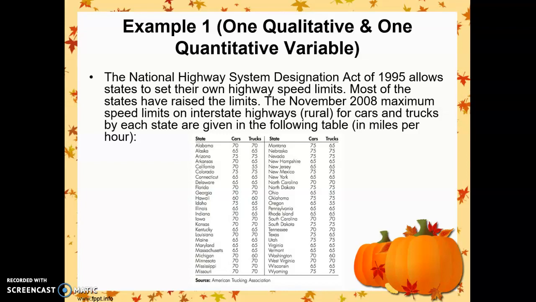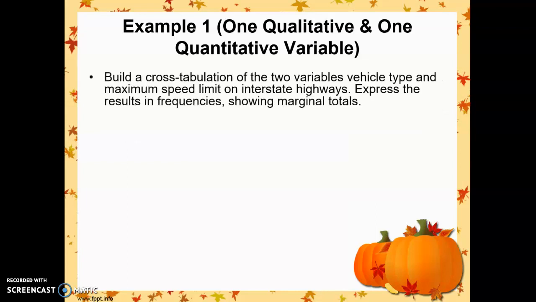The November 2008 maximum speed limits on interstate highways for cars and trucks by each state are given in this table. And these are in miles per hour. So you can see all 50 states are represented. We can see what the maximum speed for the car in that state is, and we can see what the maximum speed for a truck in that state is.